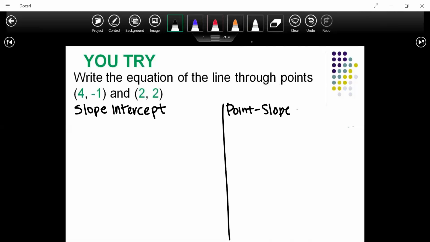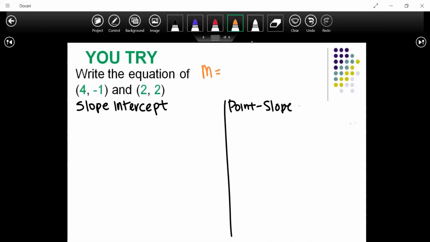Now when doing our slope-intercept form, the first thing we're definitely going to do, I'm going to erase this top part up here, is find the slope. M is going to be our slope. Our x is going to be on the bottom, so 4 minus 2 is just going to be 2 on the bottom. -1 minus 2 is going to give me -3. So I'm going to need -3/2 as the slope.